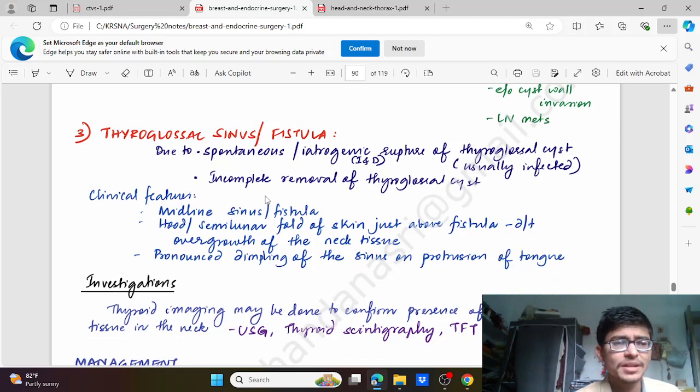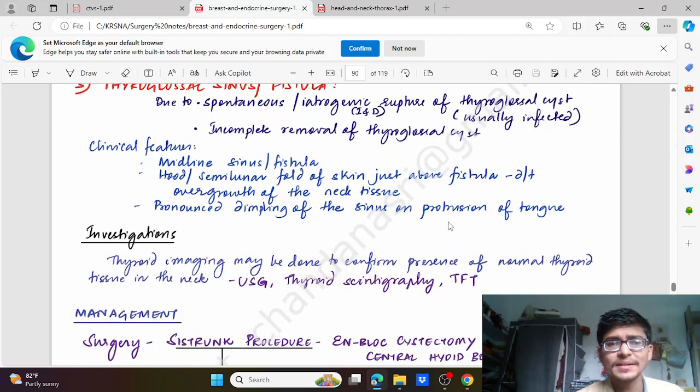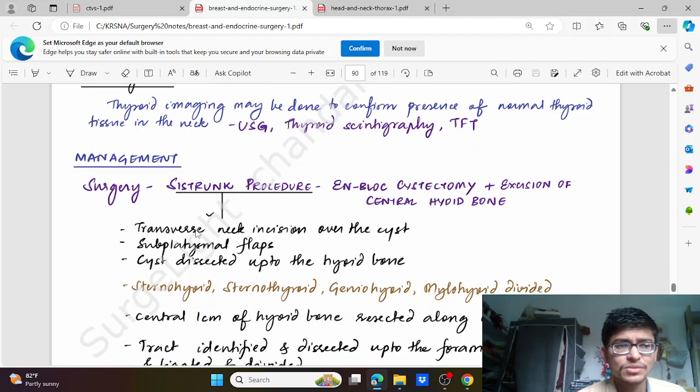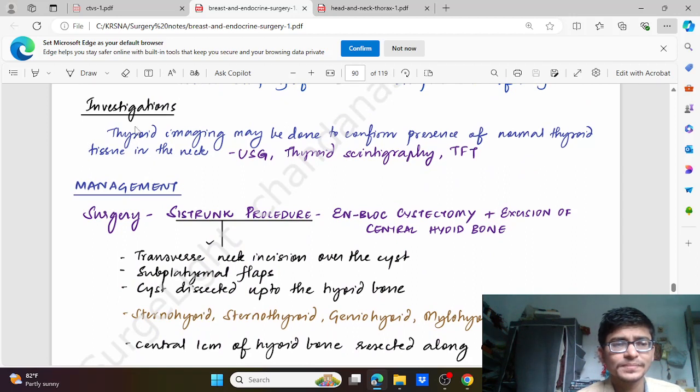Clinical features will be of the sinus and fistula, with a hood-like fold of skin just above the fistula due to overgrowth of the neck tissue, and there will be pronounced dimpling of the skin of the sinus on protrusion of the tongue. So how will we investigate this?